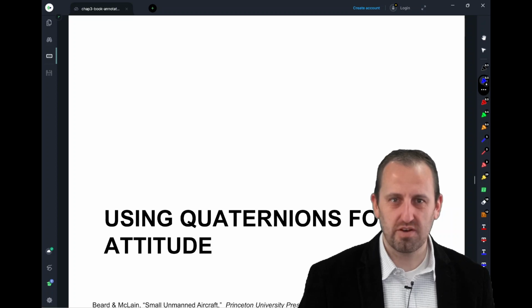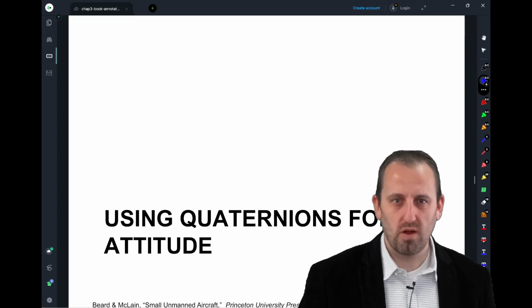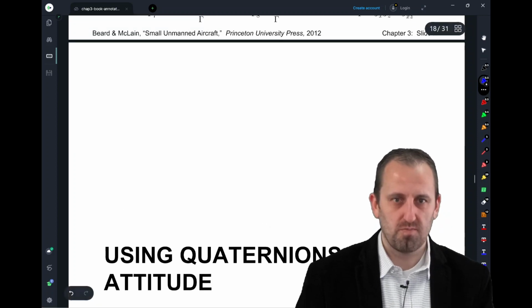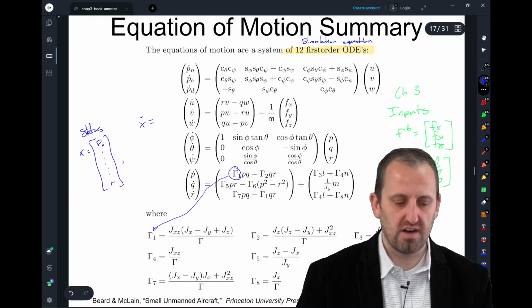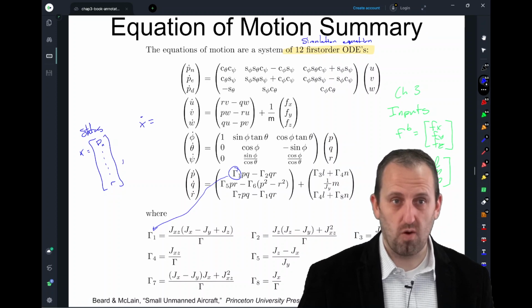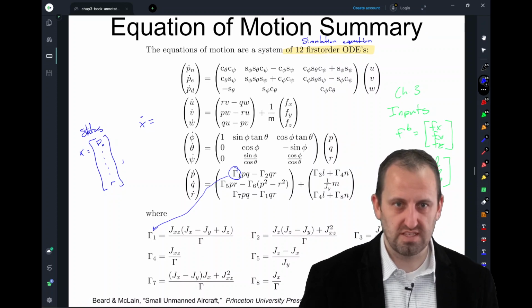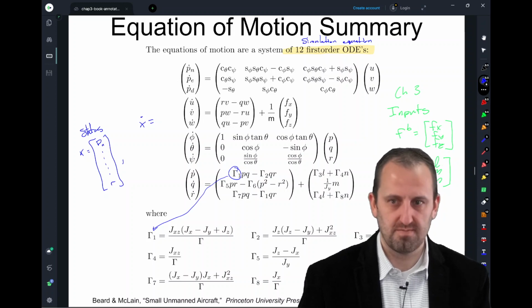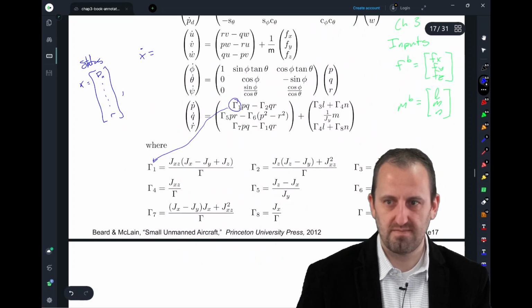In this lecture, we're going to replace our Euler angle representation using a quaternion. In previous lectures, we defined our equations of motion using our Euler angle representation. So we can see all the trig functions here. Now we're going to take that Euler angle representation and replace it with the quaternions. So let's go ahead and get started.